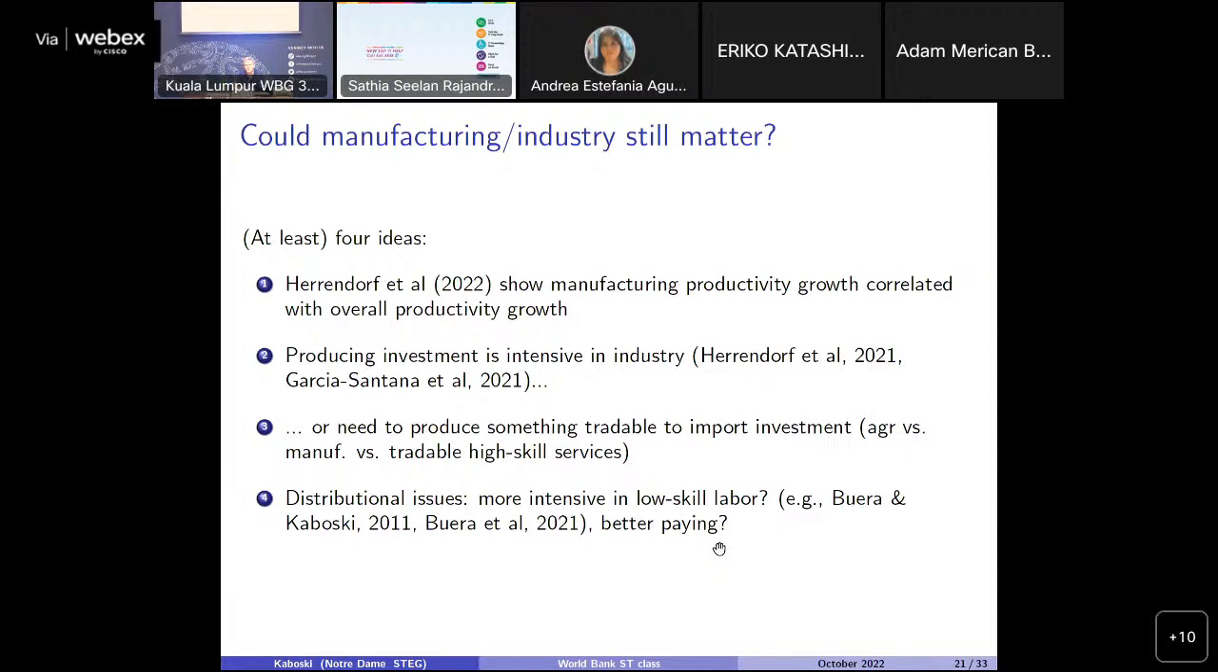And so if you're concerned about distributional issues, it may still be that manufacturing is important for having a substantial amount of income going to the middle class. So if you have a small level of manufacturing, you're not going to have the same thriving middle class.